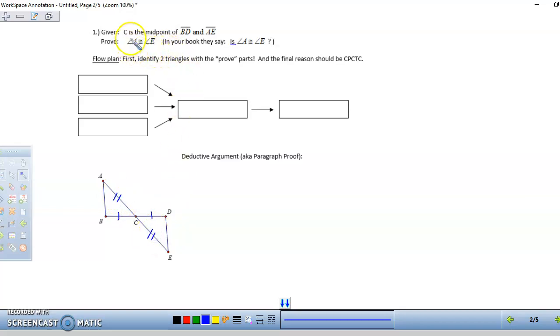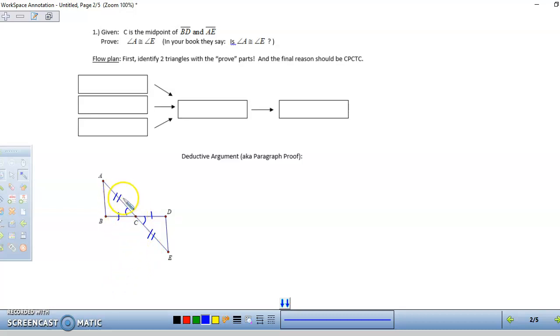And we are going to prove if angle A is congruent to angle E. In your book, what they'll say is angle A congruent to angle E? And then you're going to answer that with a little paragraph proof. In this picture, right now we only have two sets of segments. We always need three parts to prove congruent triangles. So the other thing in this picture we can obviously mark here is that vertical angles are congruent.